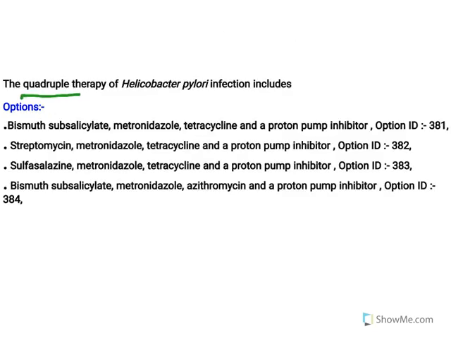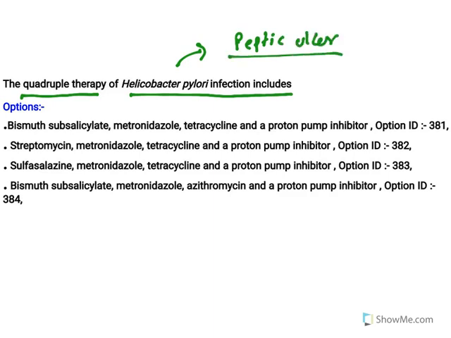Now the quadruple therapy of Helicobacter pylori infection includes. See, this H. pylori especially causes peptic ulcer. See, one of the causative organisms for peptic ulcer is Helicobacter pylori. To treat this, quadruple therapy means quadra means four medications are given. And among these options, we need to find out which is the best combination.